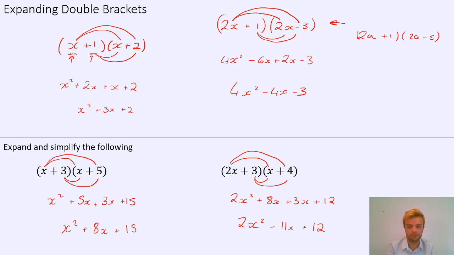But that's it really, just multiply the first term by both things in the second bracket and the second term in the first bracket by both things in the second bracket, which sounds complicated in words, but really you're just following those lines that I've drawn on all those questions. And just keep an eye out for your signs. Make sure that they're positive when they should be and negative when they should be. And that's it. Hope that helps.